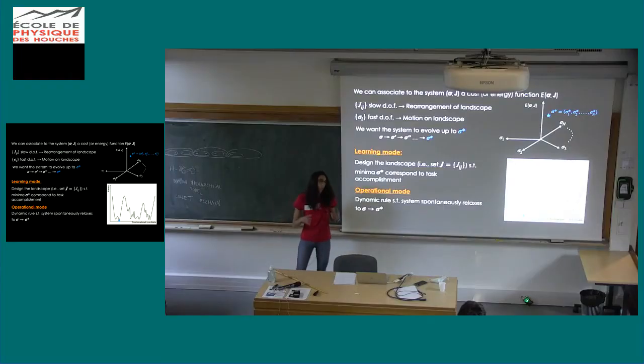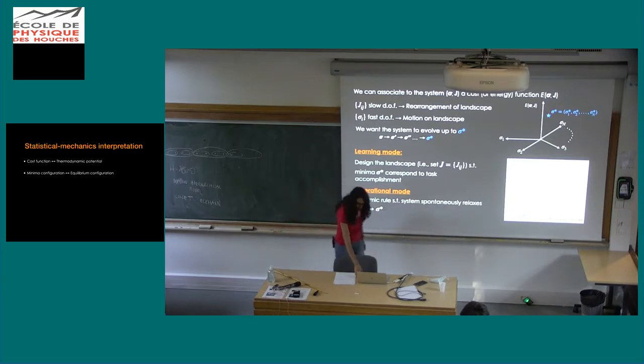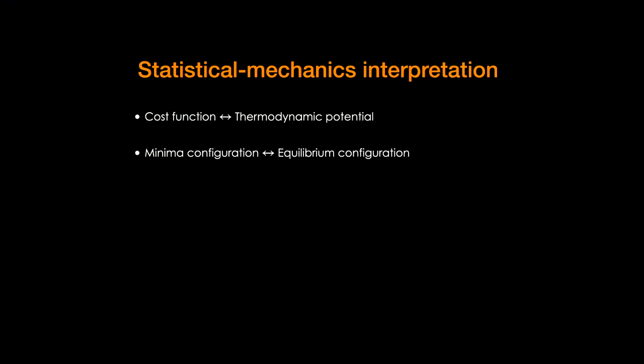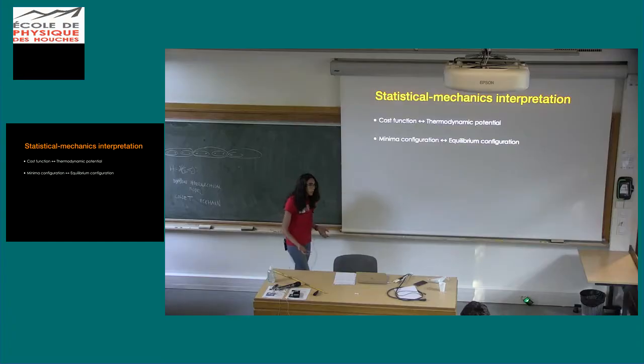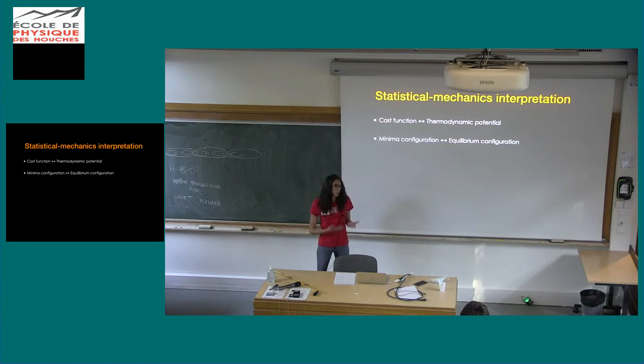So we have to do two things, essentially. The first thing is to set a good landscape, so to set the matrix J, such that the minima sigma star correspond to the task accomplishment. And then we have to choose a dynamic rule such that the system can spontaneously relax up to sigma star. The question is that we can have more than one minimum, so how many minima can we have and how accessible are they?